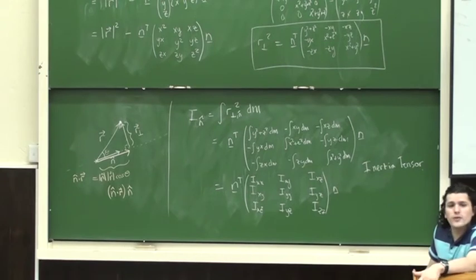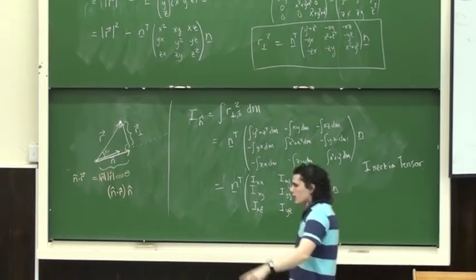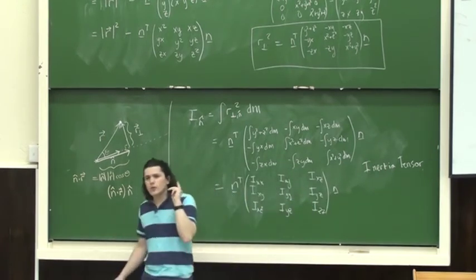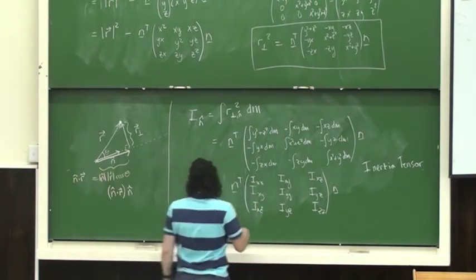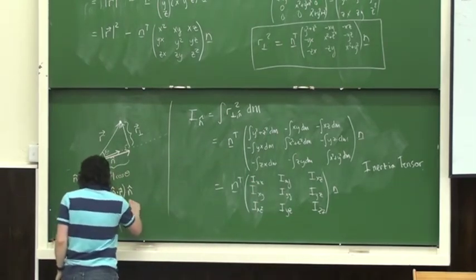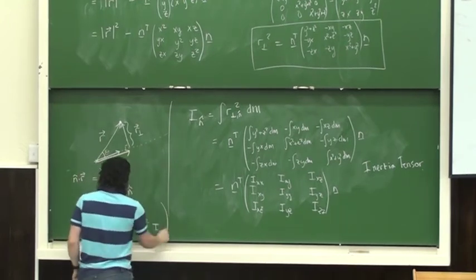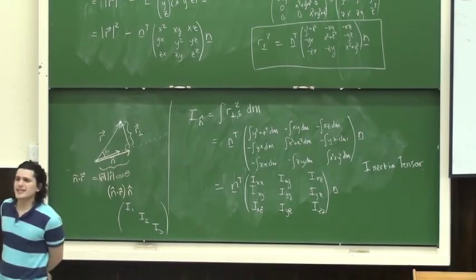So that's what's called the principal axis. There exists a Cartesian coordinate axis for every object along which the moment of inertia tensor is diagonal. Those axes are called principal axes. And then your moment of inertia tensor looks like this: I1, I2, I3. These are called principal components of the moment of inertia tensor.